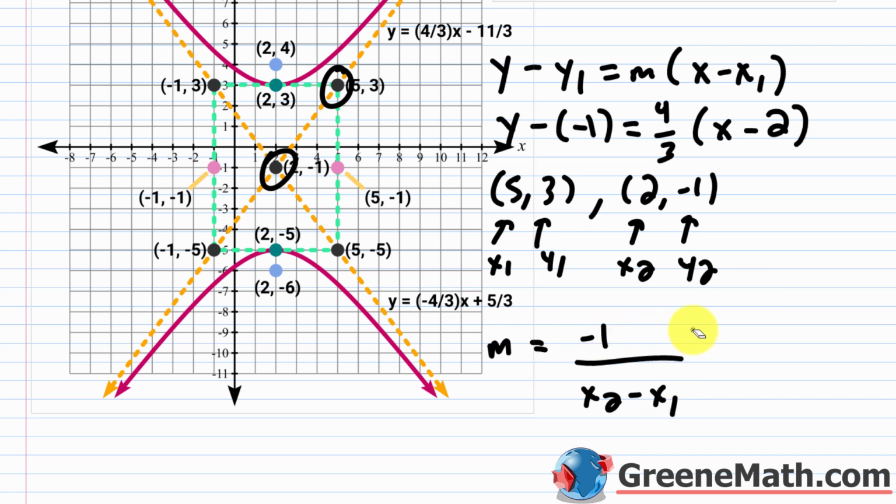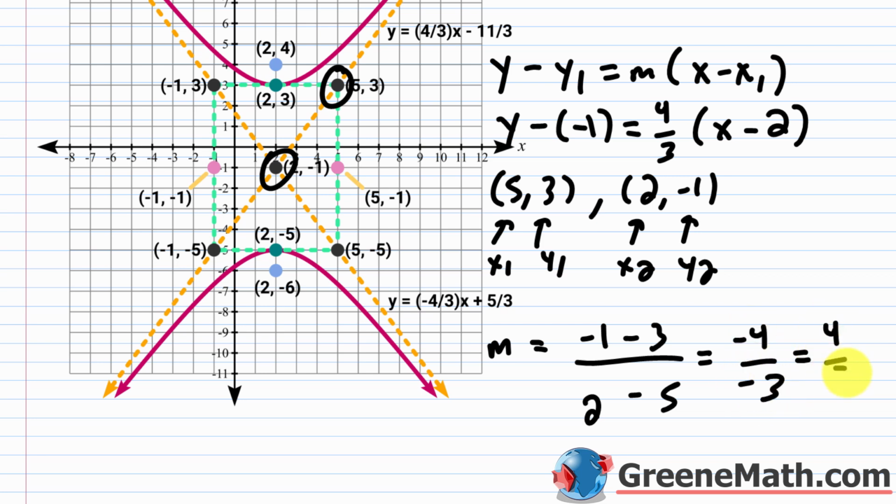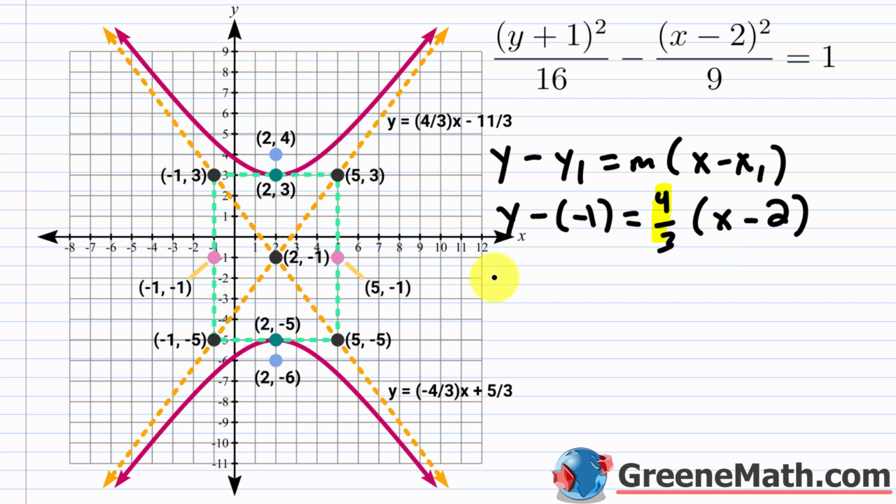And y sub 1 is 3. X sub 2 is 2. And x sub 1 is going to be 5. So -1 minus 3, that is going to be -4. And this is over 2 minus 5, that is -3. Well, negative over negative is positive, so this is positive 4 thirds. So that matches what we got there just using our rise over run. So coming back, all you have to do is solve this for y. So this is y plus 1 is equal to 4 thirds times the quantity x minus 2.